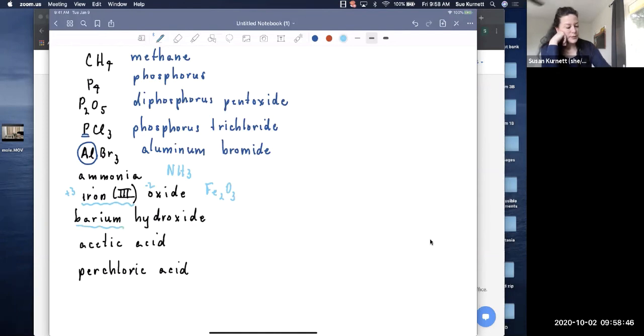Barium is a metal with a +2 charge because it's in group 2. And hydroxide is a polyatomic with a -1 charge. So I'm going to have to use parentheses to say 2 hydroxides. Sometimes I see this wrong, like this. That's common. But that's saying 1 barium, 1 oxygen, and 2 hydrogens. And what we really mean is 2 hydroxides.